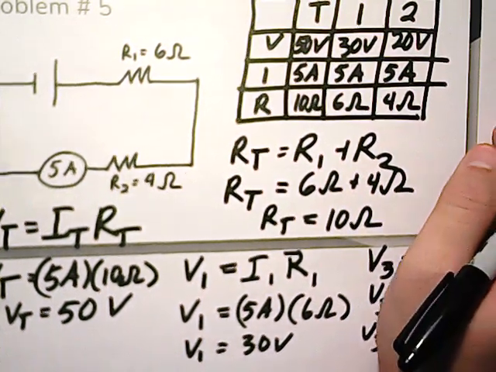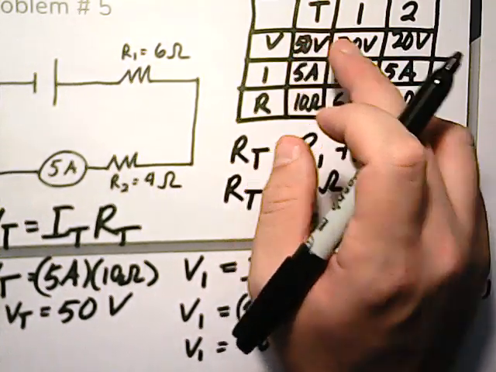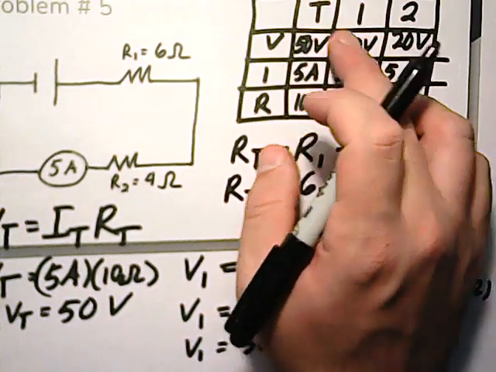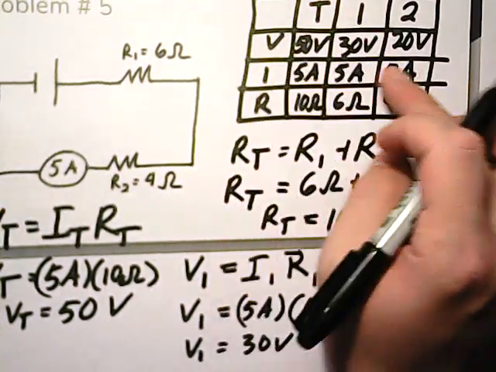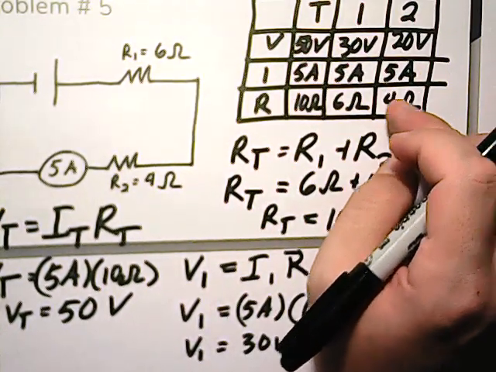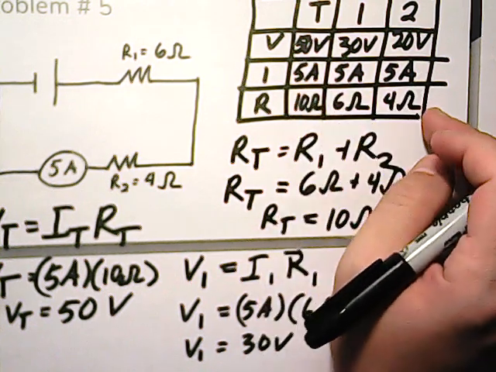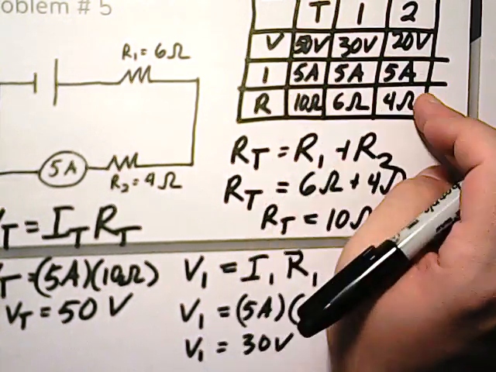So here's how we check if everything's correct. 20 plus 30 gives us 50. All of the currents are the same here. 4 plus 6 gives us 10. So the rows are okay.